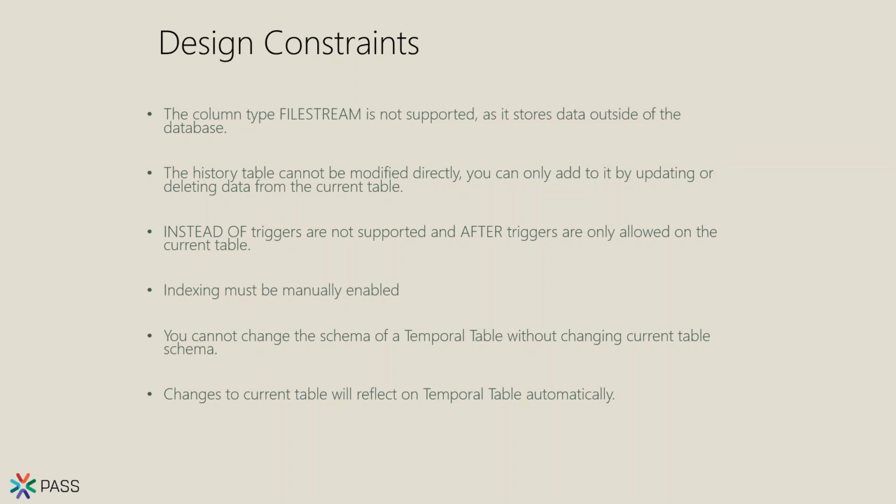Indexing must be manually enabled, as we had seen previously. You cannot change the schema of a temporal table without changing the current table schema, and that's because they both essentially work in unison. So once we turn system versioning on, then the two tables are identical to each other as far as the schema goes, with exception of foreign keys and primary keys.